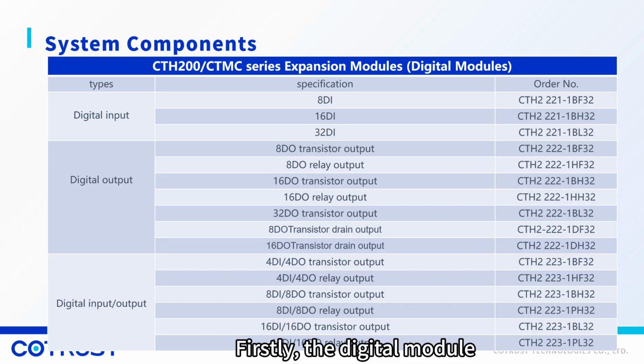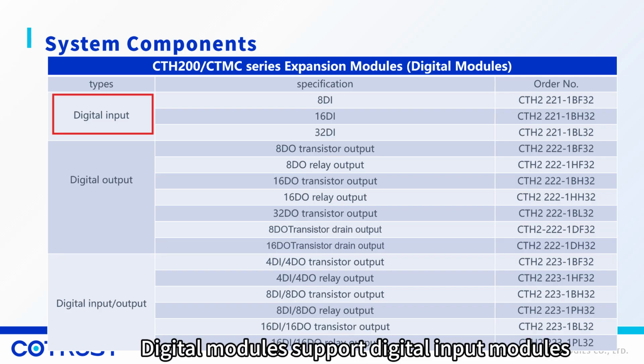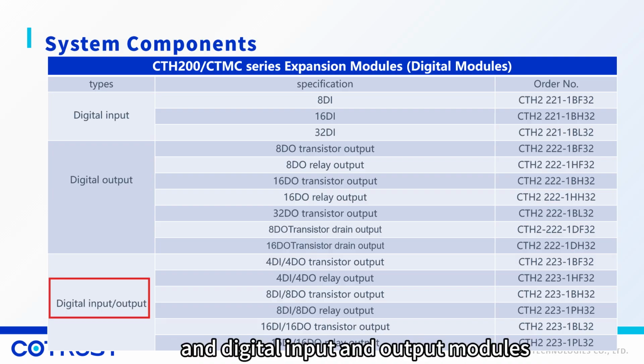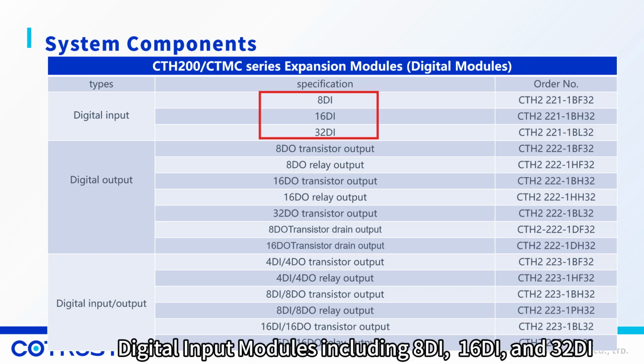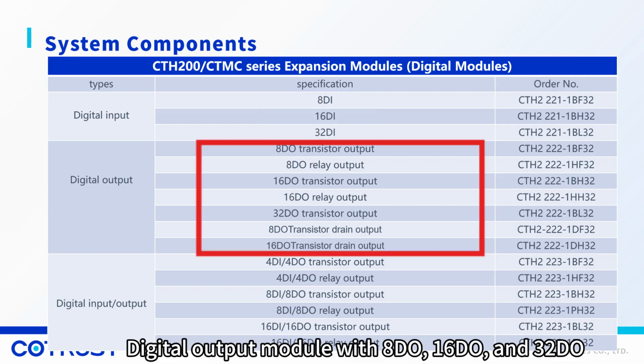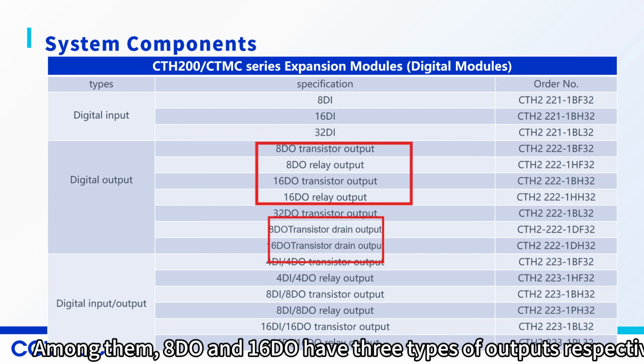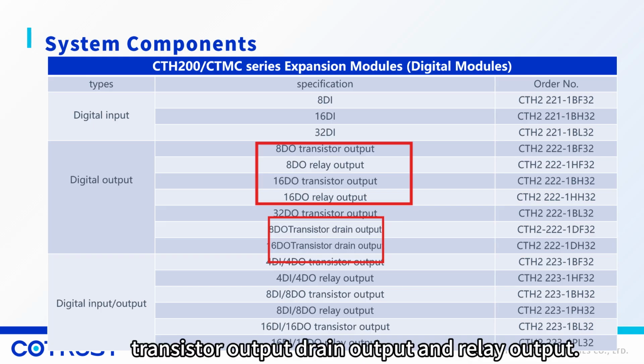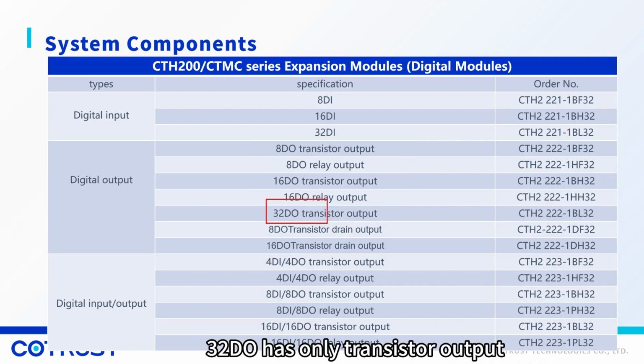Firstly, the digital module. Digital modules support digital input modules, digital output modules, and digital input and output modules. Digital input modules include 8DI, 16DI, and 3DI. Digital output modules include 8DO, 16DO, and 3DO. Among them, 8DO and 16DO have 3 types of outputs respectively: transistor output, source output, transistor output, drain output, and relay output. 3DO has only transistor output.